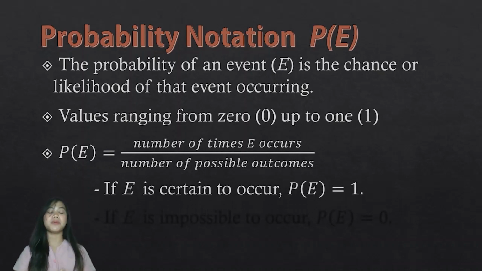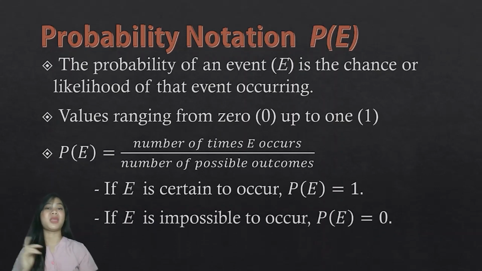If the event will certainly occur, or will surely happen, then the probability is equal to 1, the upper extreme. And if the event is impossible to occur, the probability is equal to 0, the lower extreme. Now, since we know the probability notation and how to get a simple probability of a certain event, let's move on.